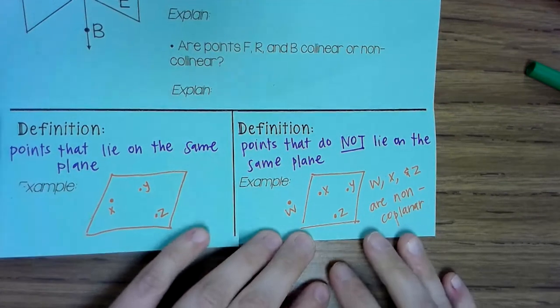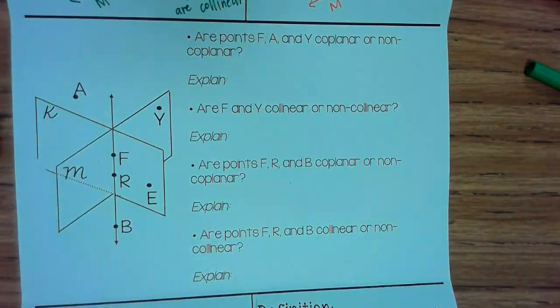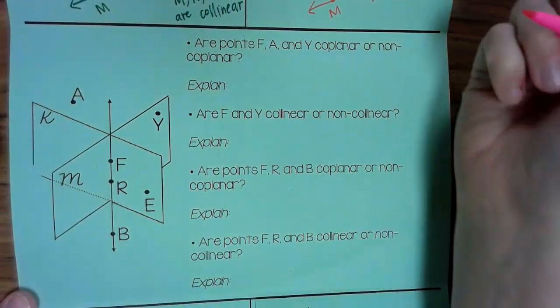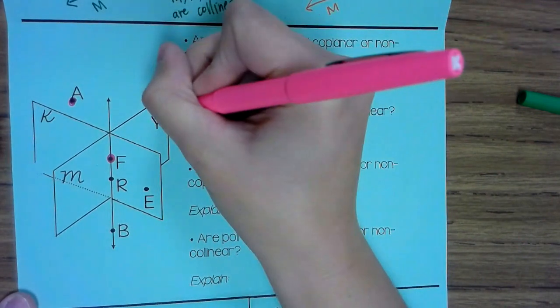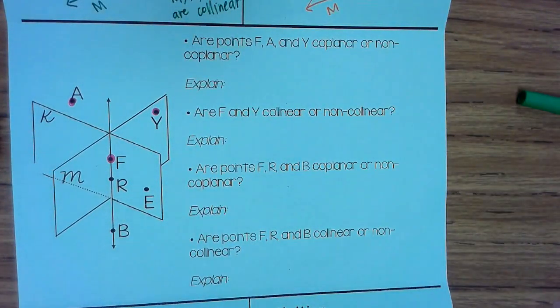I do have one example I want to look at today that is going to show you a couple of things you need to know. So here goes. The first question on this one says, are points F, A, and Y coplanar or non-coplanar? So first let's identify those points. We've got point F, point A, and point Y. Are they coplanar or non-coplanar? This is where a lot of people get very bogged down. So I want you to think back to our last video. We were talking about what it means to make a plane, and how to name a plane. And we said, if you'll remember, to name a plane, you need 3 points.